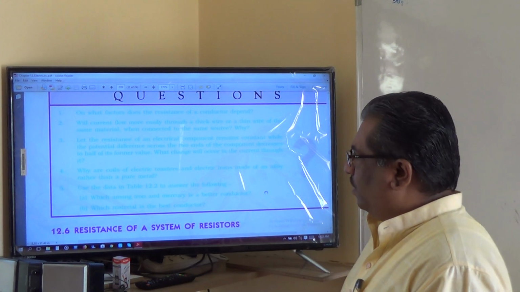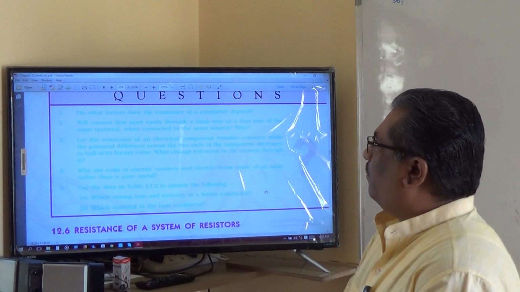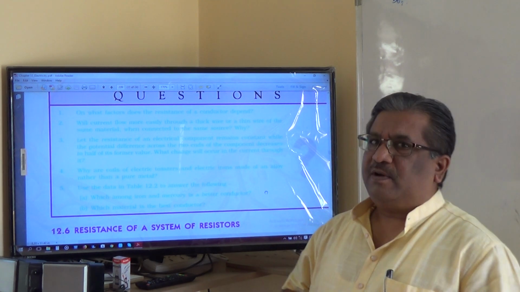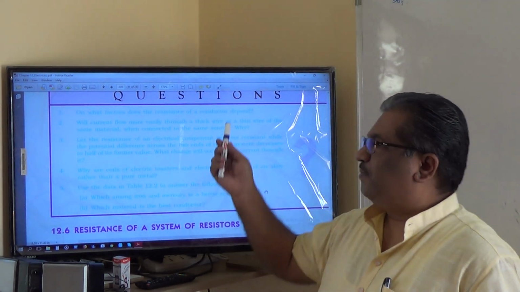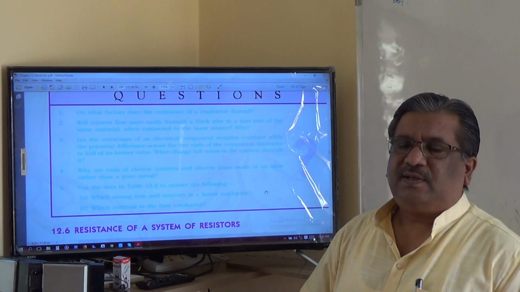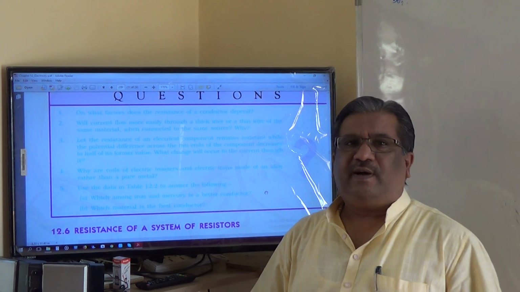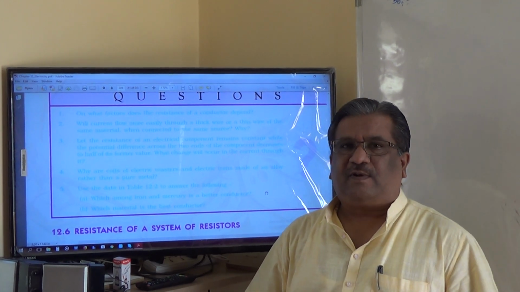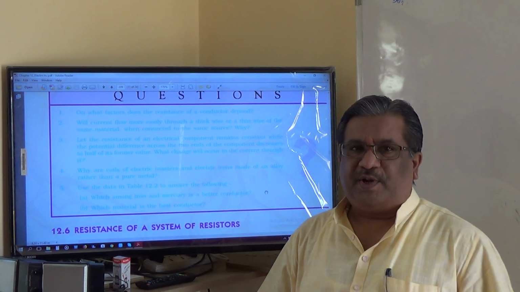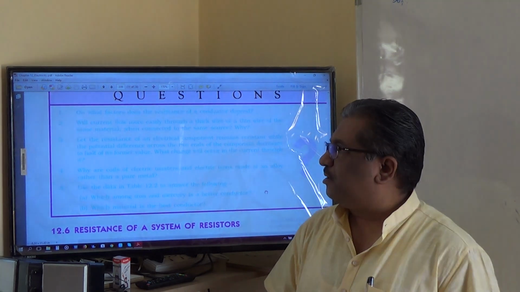Here, let us study these in-text questions. On what factors does the resistance of a conductor depend? Already you know this. Resistance depends upon the nature of material. It depends upon the length. Resistance is directly proportional to length. It depends upon cross-section area. Resistance is inversely proportional to cross-section area. And also, resistance depends upon temperature. Resistance increases with the increase in temperature of the conductor.